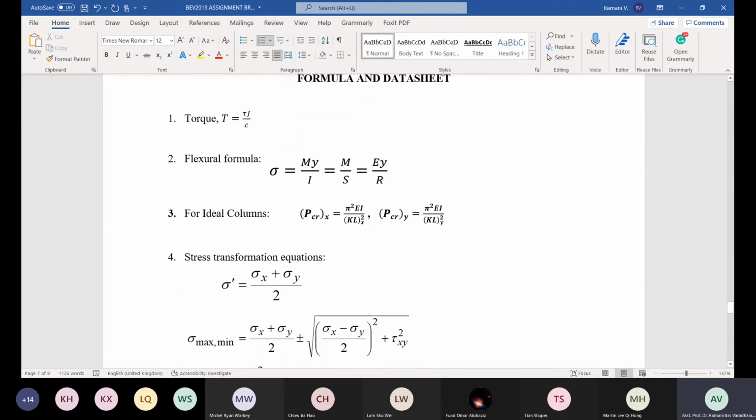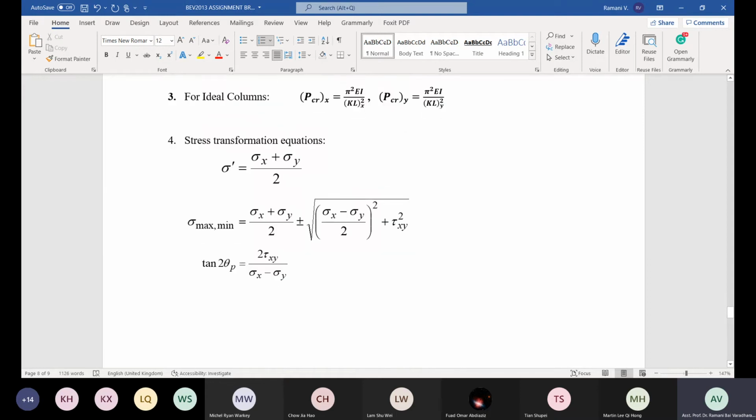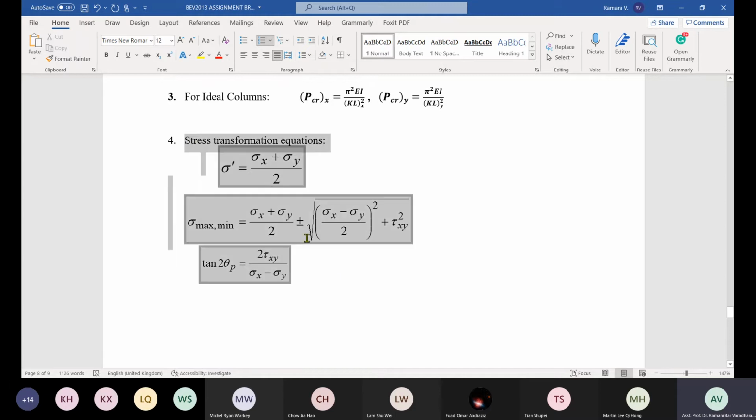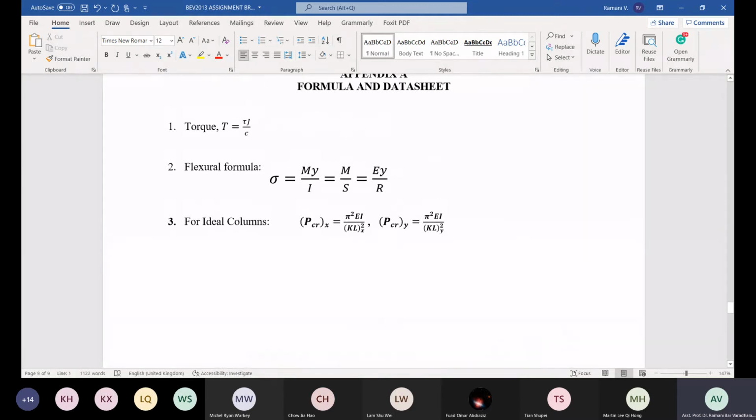Some of the formulas are also given to you. So like this, today we have gone through it. This one is not required. I'm not giving you stress. Last time I gave.